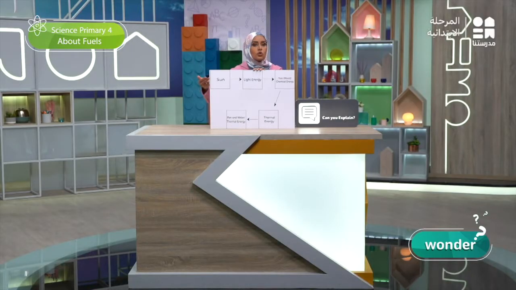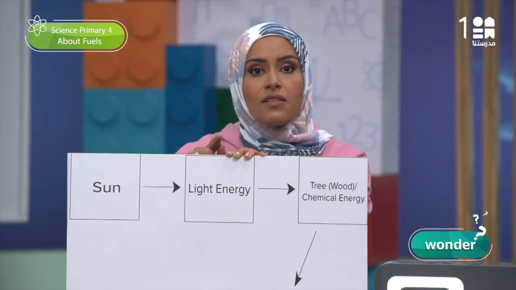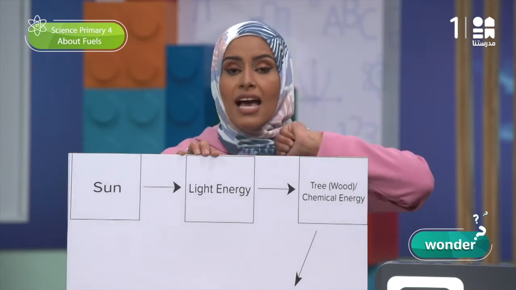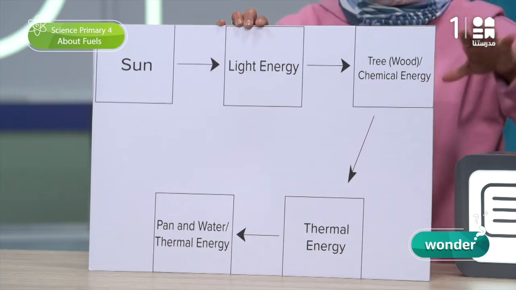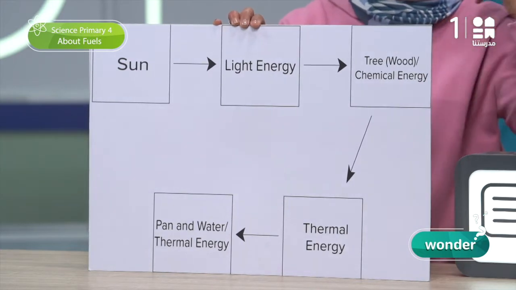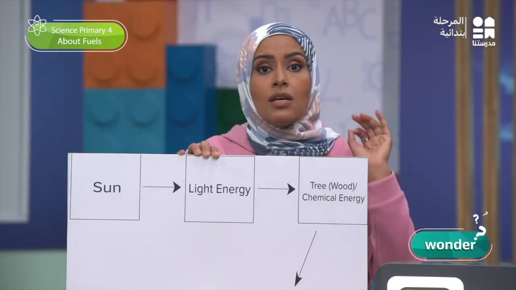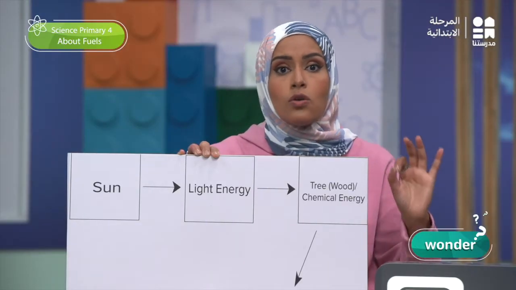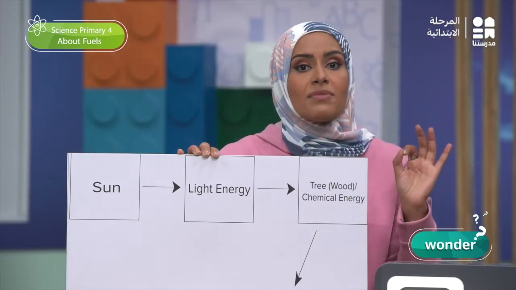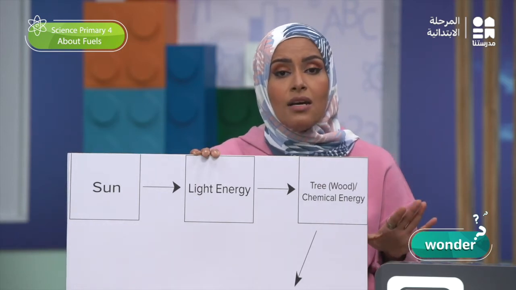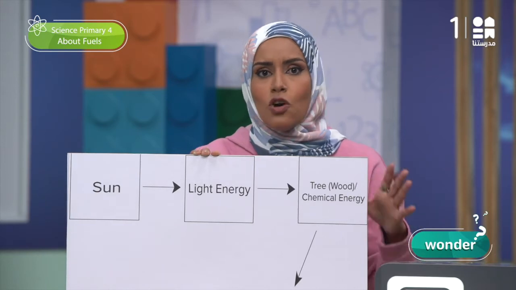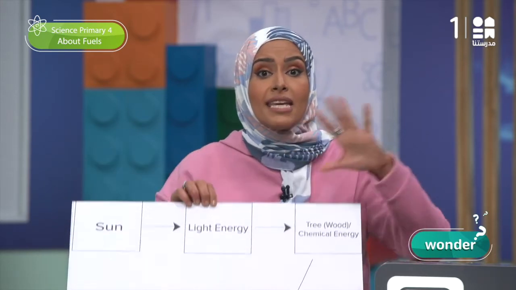The sun is the source of energy we started with. The sun gives the plant the light energy to grow. After that, trees become dry, then die, and they are buried under the ground for millions of years. Coal is then formed from the remains of these plants and trees.